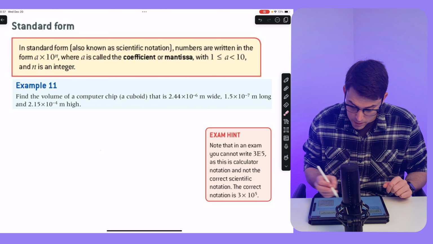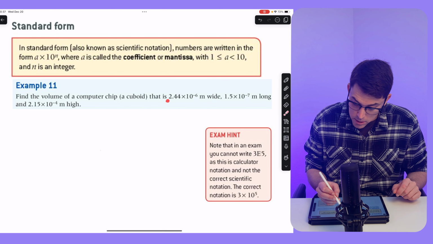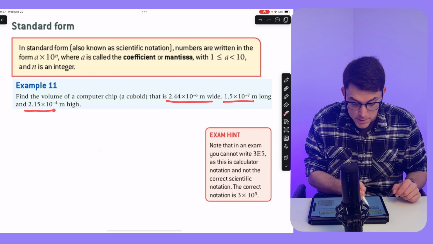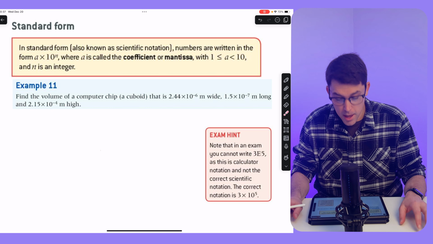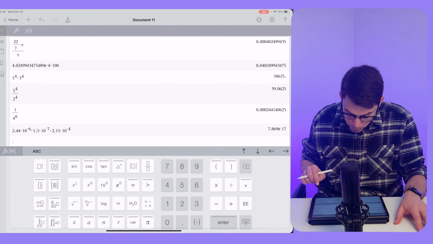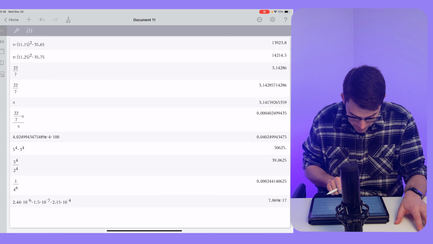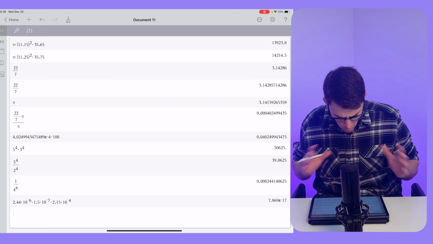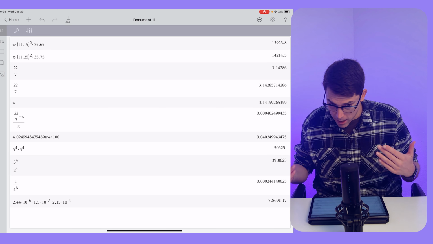And you can see down here that when we are dealing with a volume, we have 2.44 times 10 to the negative 6, 1.5 times 10 to the negative 7, and 2.15 times 10 to the negative 4 as different measurements for our volume. And you can find that if you just plug it into your calculator like I have down here in my last line of problems, it's the same exact solution. All you have to do is plug this into your calculator and you'll get out an answer.